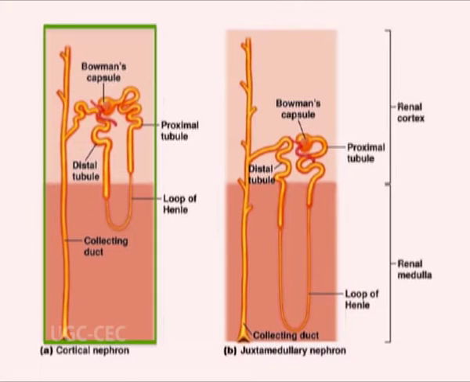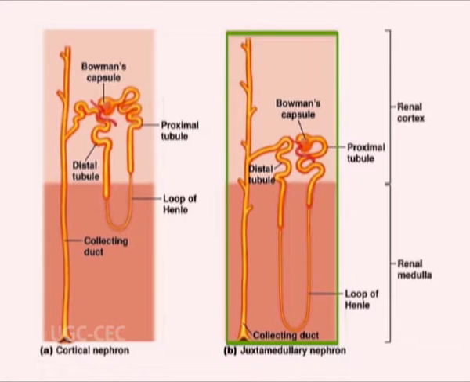Now, there are two types of nephrons in the kidneys. They are cortical nephrons, which are 70 to 80% in abundance and are close to the kidney surface and have a shorter loop of Henle and a peritubular network, also called vasa recti. The second type is called juxtaglomerular nephrons. They are 20 to 30% in abundance and are present at the junction of the renal cortex and medulla. They have a longer loop of Henle and vasa recti.